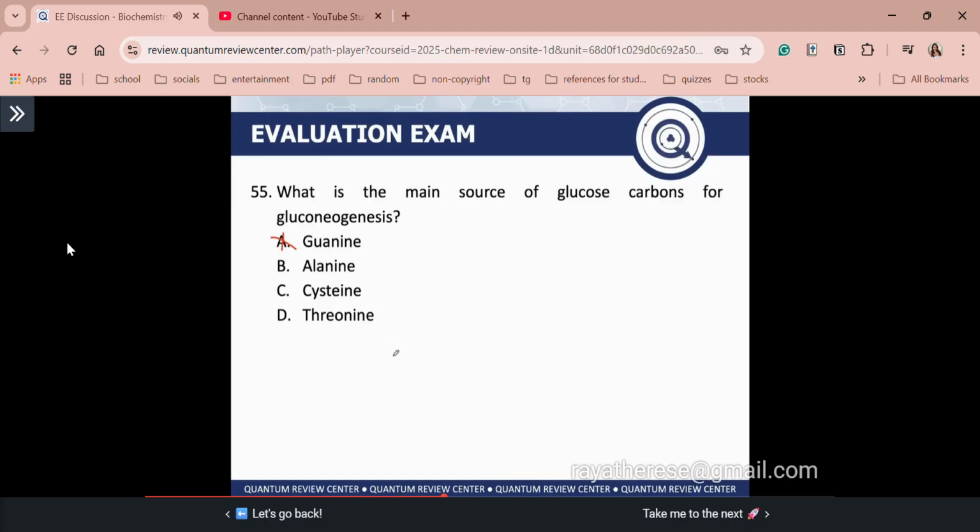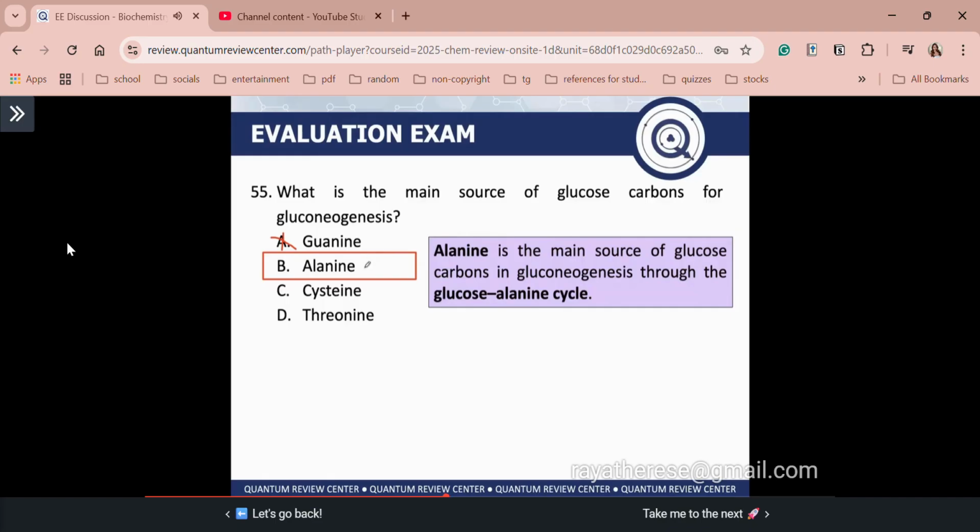Class, recall, we discussed this in our transamination reaction, diba? Particularly in the muscle. That is your glucose-alanine cycle, diba? So of course, the alanine is the main source of glucose carbons for gluconeogenesis. Remember, in our muscles, of course, glycolytic pathway will occur. That's why the key product there is a pyruvate that will be converted to alanine in order to transport it to your liver in order to convert it back to glucose via gluconeogenesis. Okay? For number 55, our answer is letter B, alanine through the glucose-alanine cycle. Clear? I hope you got the correct answer, class.